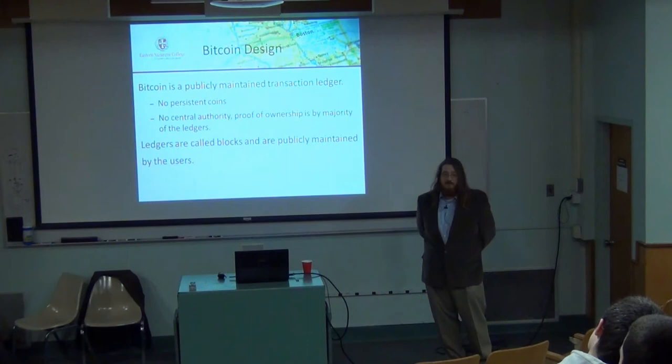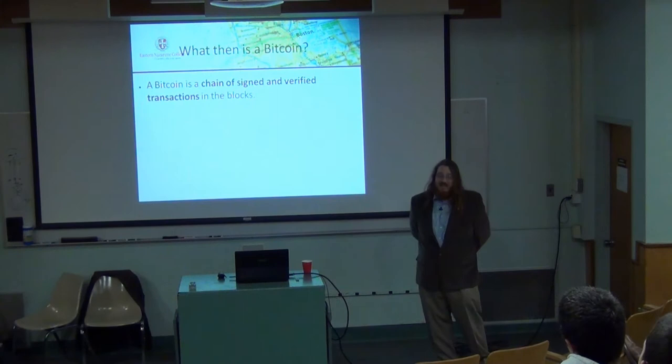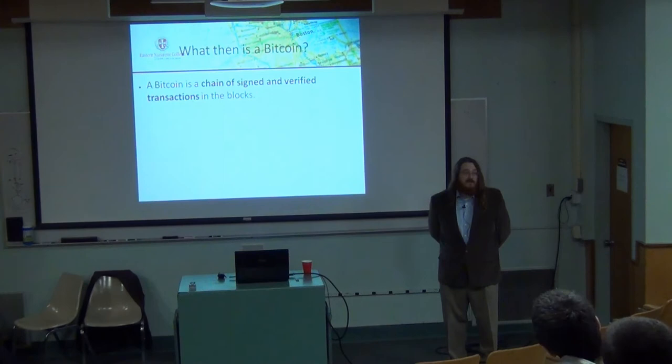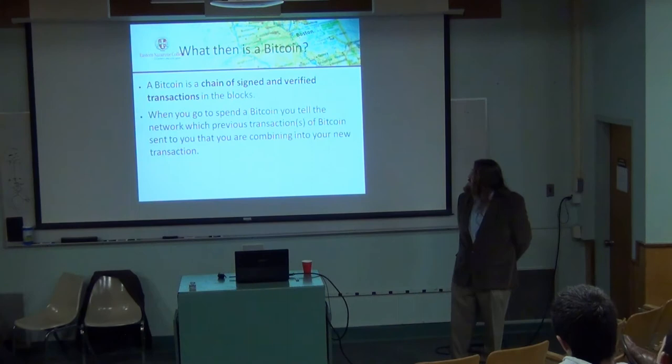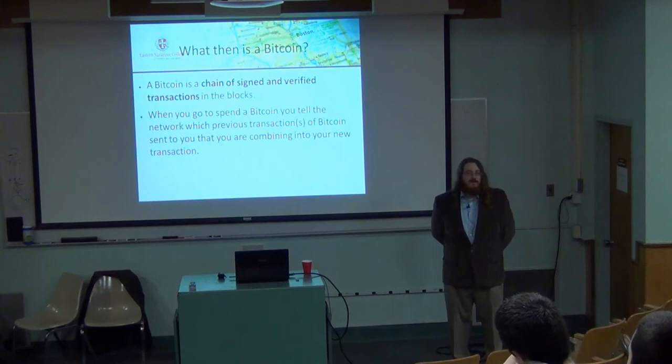So then what is a Bitcoin? Right. It's a chain. Now, here's the thing. It's a signed and verified transaction. We'll get into that a little bit more. But there is a public key signing algorithm that's used in this. Right? Because we need to verify that I am actually spending this. We can't just have someone say, oh, I'm going to use this transaction here and this transaction here and spend that. Well, we need proof that you were in fact the owner of those. So, yeah, when you go to spend, you have to reference previous transactions, and then you have output transactions. So it's just a publicly maintained ledger.